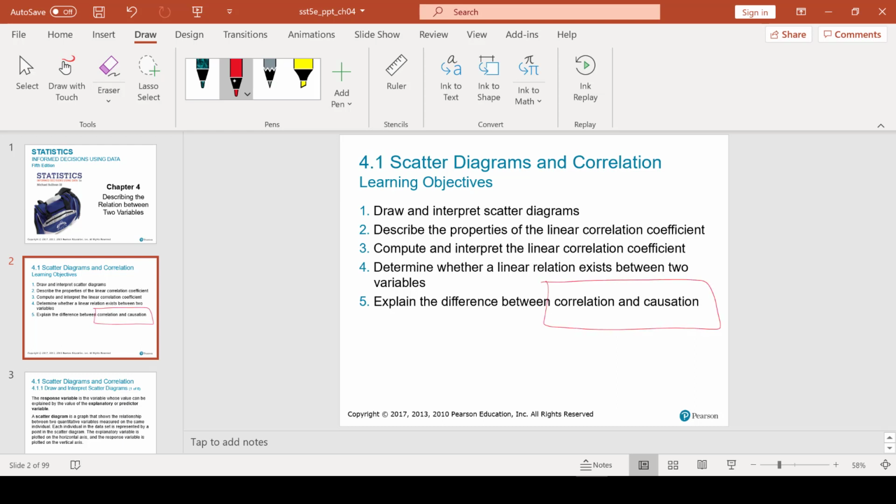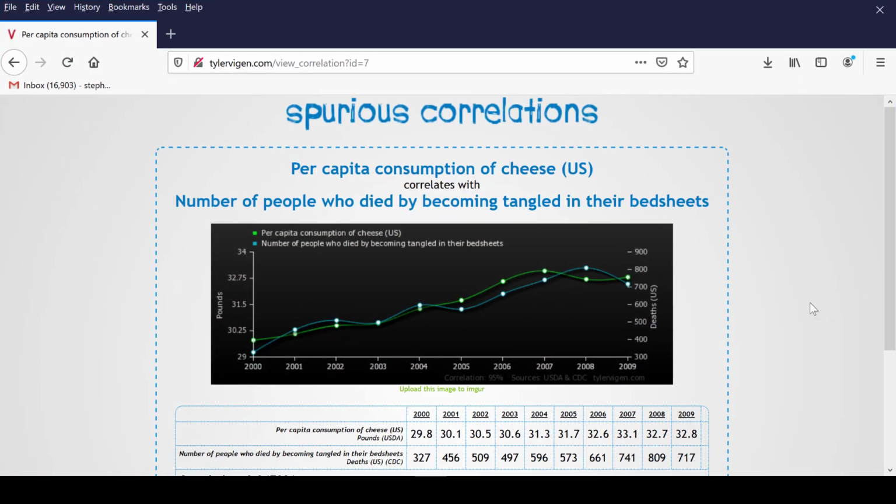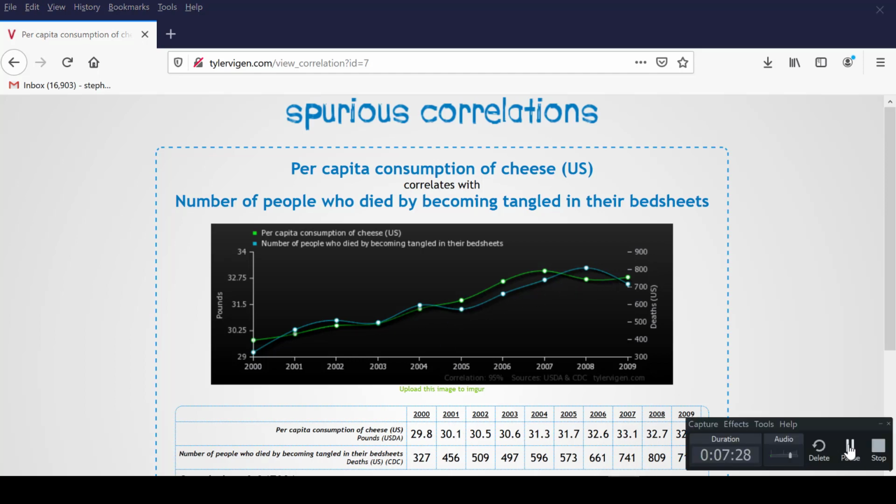I'll give a couple of my favorite examples. This is from a website of spurious correlations. This is comparing the number of people who die by becoming tangled in their bed sheets compared to the per capita consumption of cheese in the United States. You look at those two things, and again, this one's not linear, but you see this and you say, wow, those two things must be related. They must be correlated. And in fact, best I can tell, they're correlated, but they're not causal. Eating more cheese doesn't cause death by bed sheet.